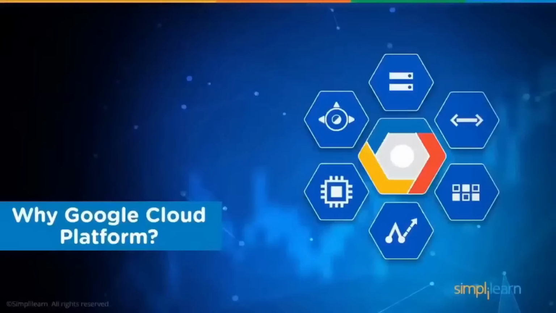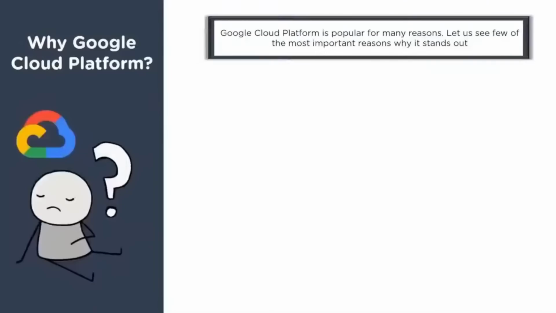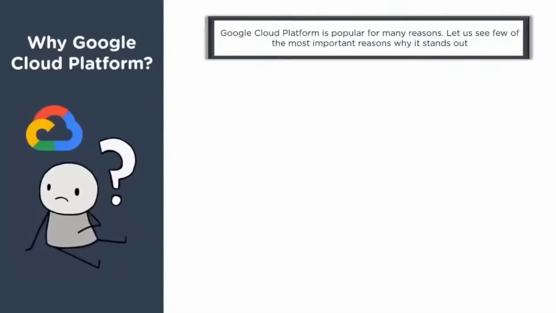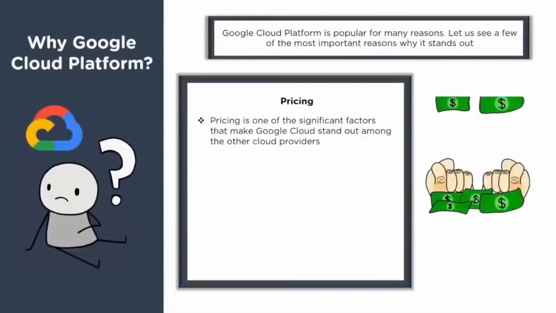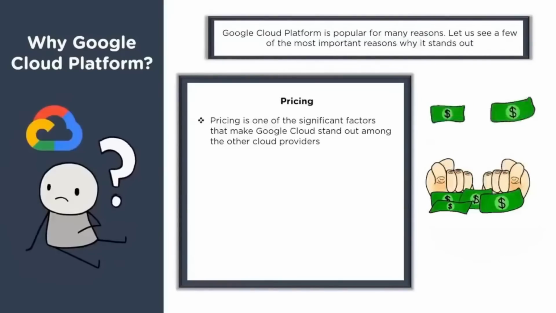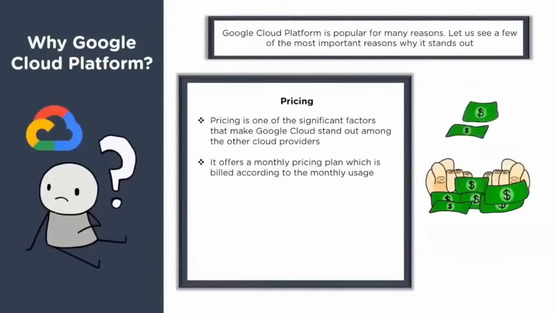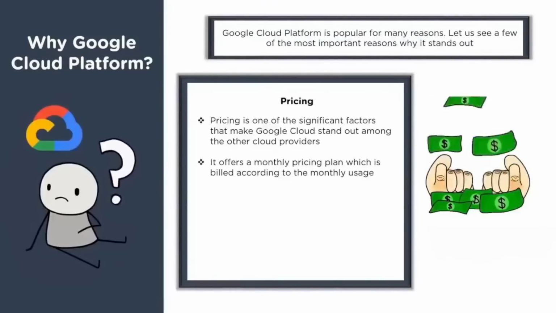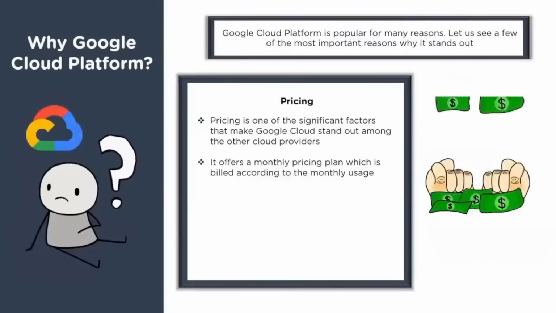Now, coming back to our Google Cloud Platform, let's understand why Google Cloud Platform. Google Cloud Platform is popular for many reasons. Let us see a few of the most important reasons why it stands out. When you talk about pricing, pricing is one of the significant factors that make Google Cloud stand out among the other cloud providers. It offers a monthly pricing plan, which is billed according to monthly usage.